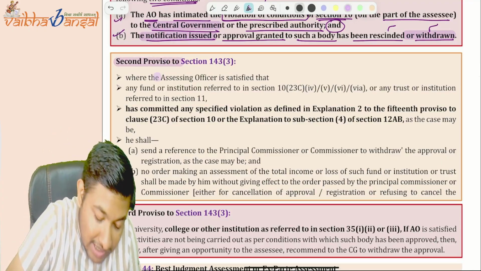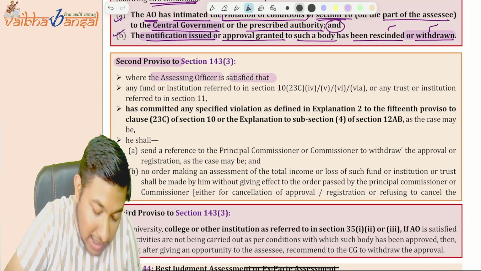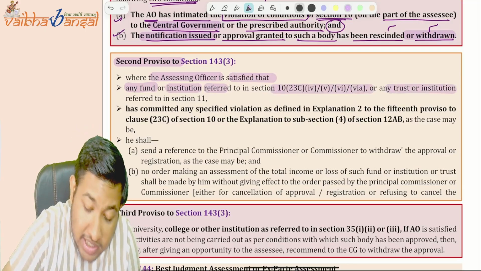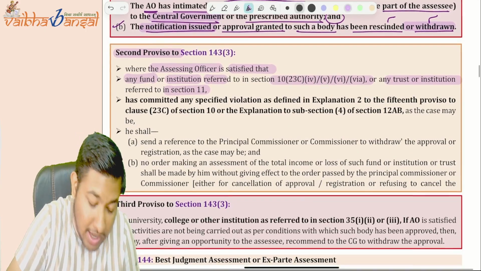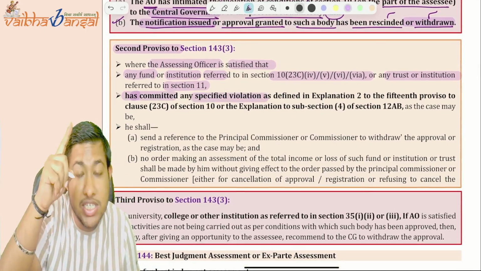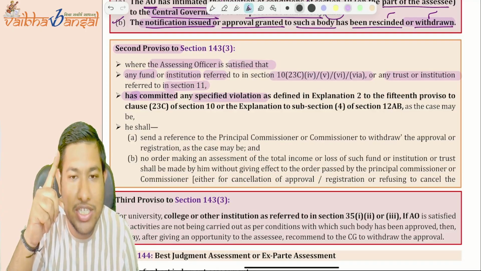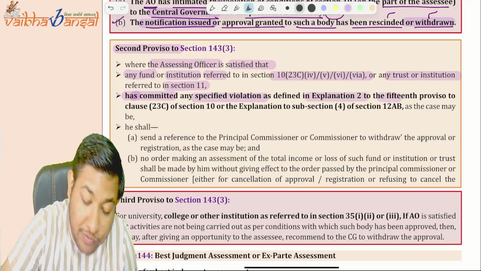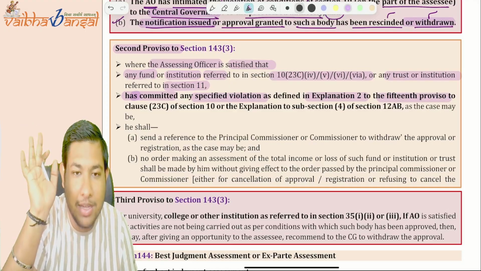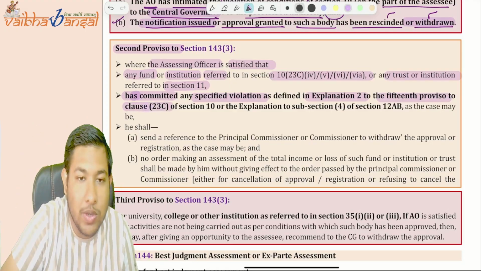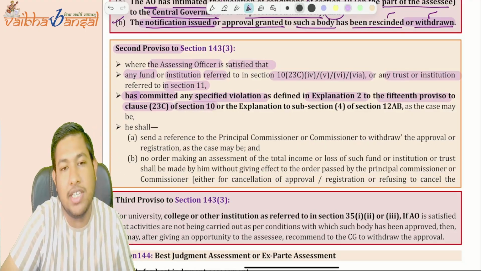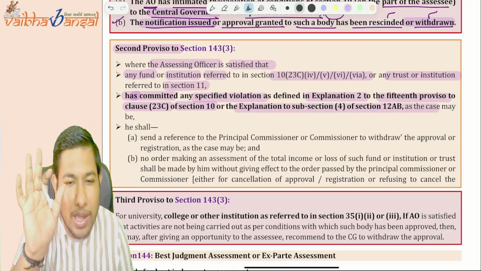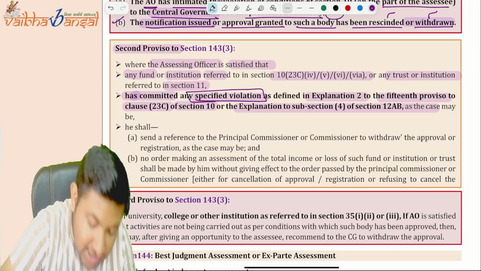What they are saying is that where the assessing officer is satisfied that any fund or institution referred to in this section, or any trust or institution referred to in section 11, has committed any specified violation. Do you remember the specified violation in the assessment of trusts chapter? As defined in Explanation 2 of the 15th proviso, there can be any proviso to clause 23C, section 10, or the explanation to 12AB. What I am saying is that the specified violation is important.